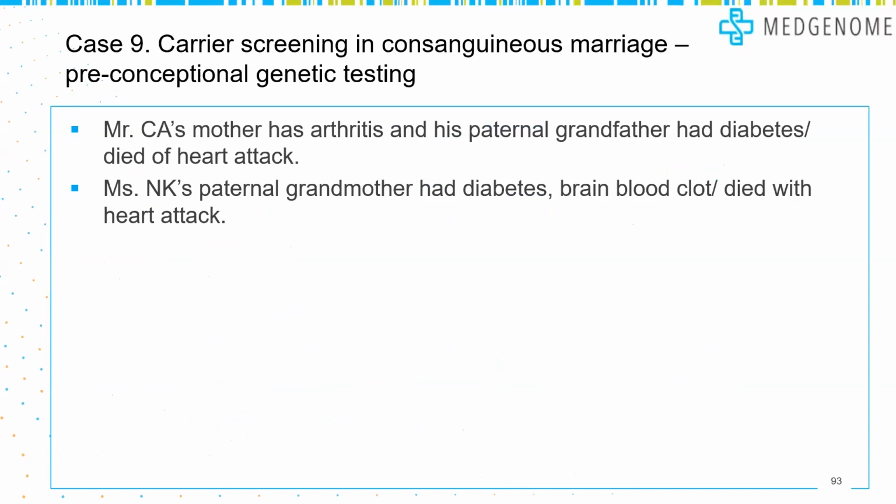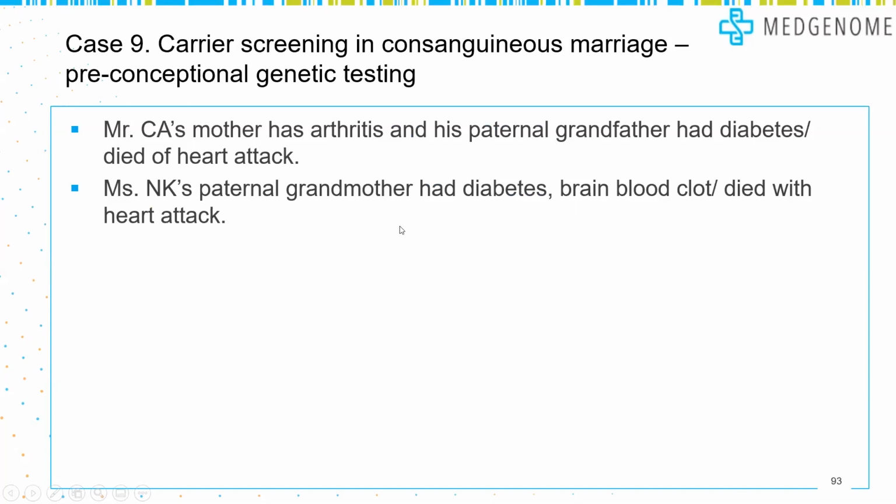So do we have an option for them? For example, in this family, they are consanguineously married. There is no history suggestive of single gene disorder. Now, diabetes or myocardial infarction, hypertension, these are complex disorders. We don't test for them.